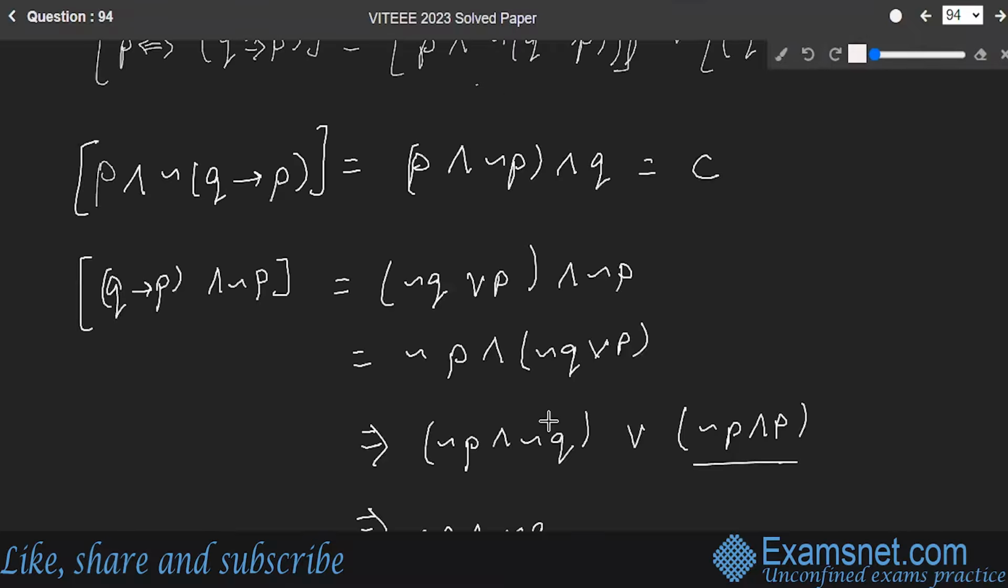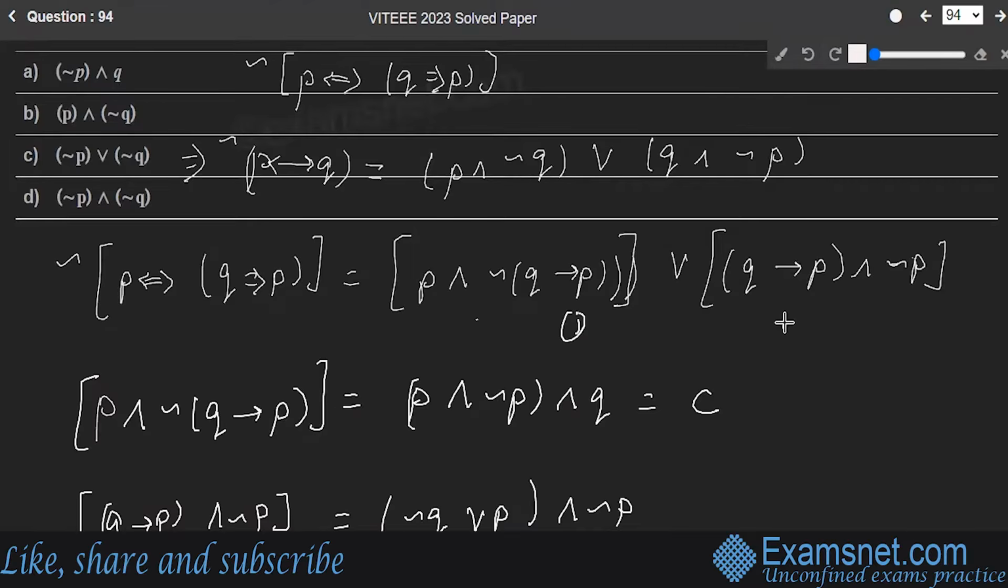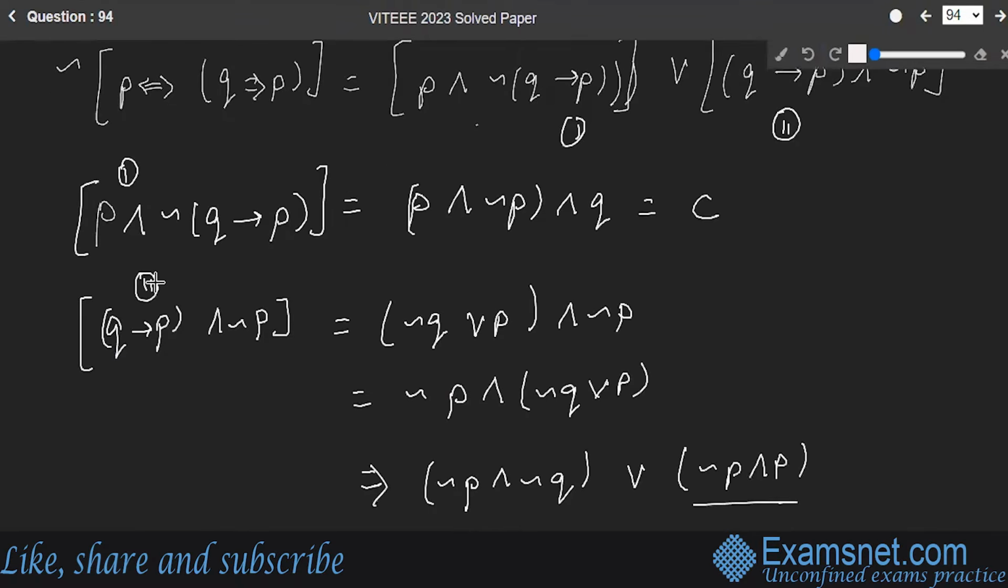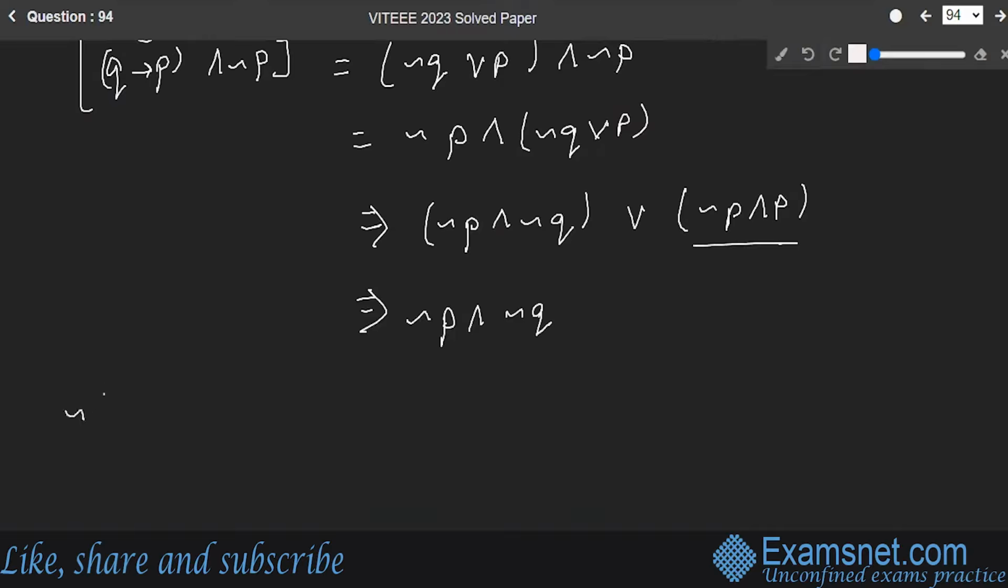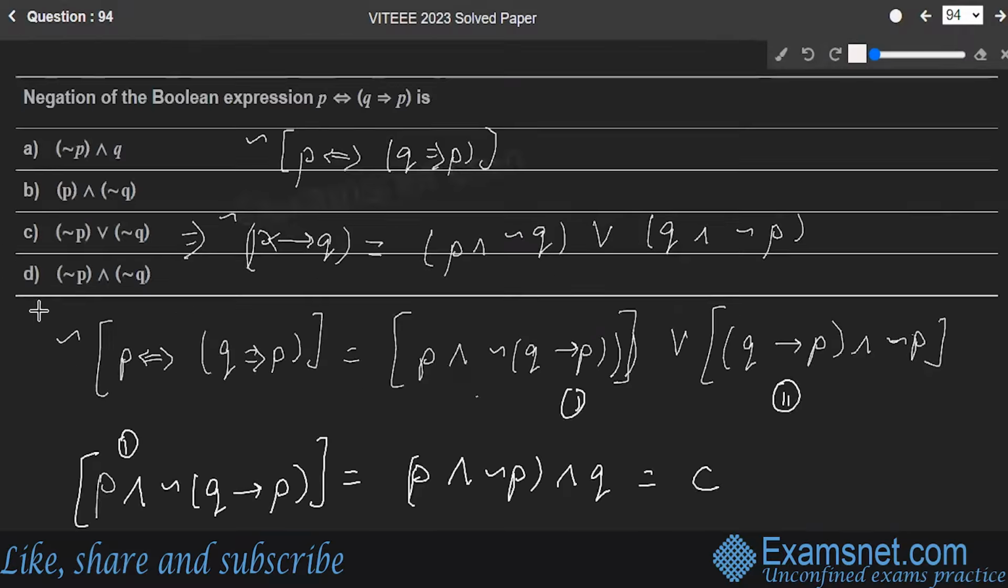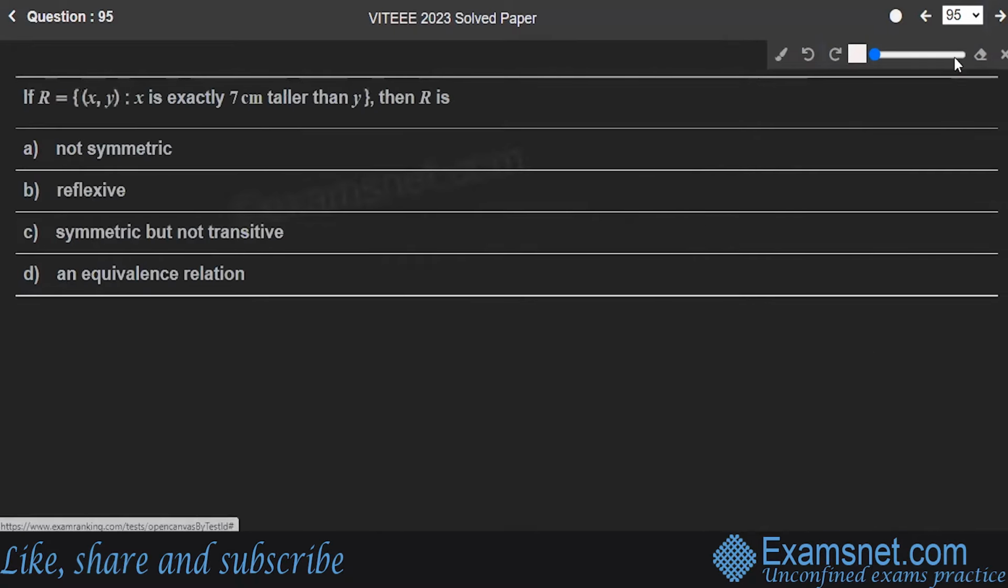So our given expression, this was like you can say 1 and 2, and I have solved 1 over here and 2 over here. So I'll fill in the given equation now. So negate of P, Q implies P is equal to C union negate of P intersection negate of Q, or this is equal to negate of P intersection negate of Q. So this makes option D the correct answer. Hope you understood this. Next is question number 95.